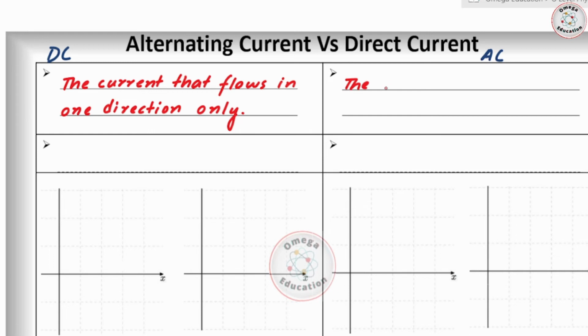So the current that changes its direction periodically.